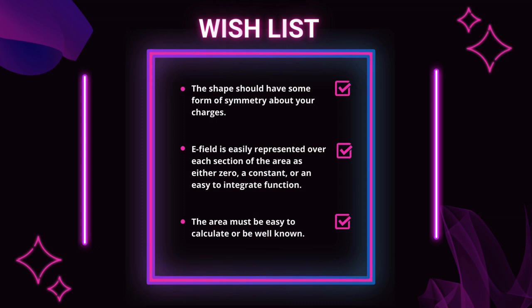So in my example, I used a cylinder, which was constant over the radial symmetry and 0 on the end caps. And lastly, the area of the shape must be easy to calculate or be well known. In my example, I used a cylinder. If you've passed geometry, you should know how to calculate the surface area for a cylinder. And that's about all you need to know in order to pick a good shape for your Gauss's law problem. And that's the last thing to cover in this video about Gauss's law.